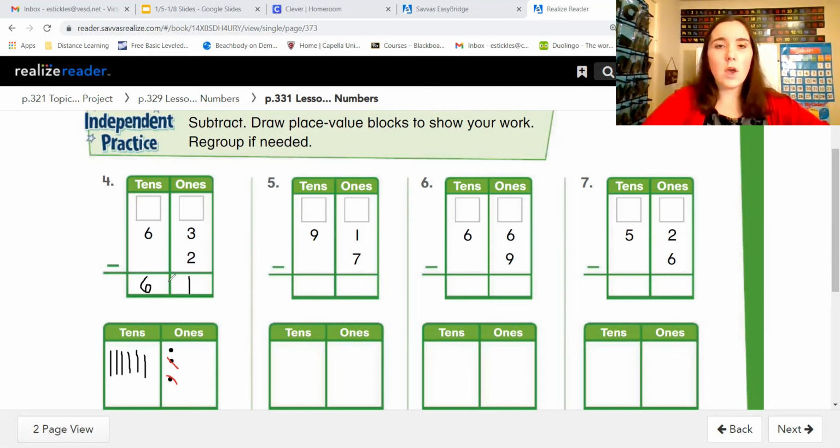Nice and easy. Okay, I want you to do number 5 all by yourself. Make sure that you check if you need to regroup before you do it, okay? And then come back to me when you are all ready to go.